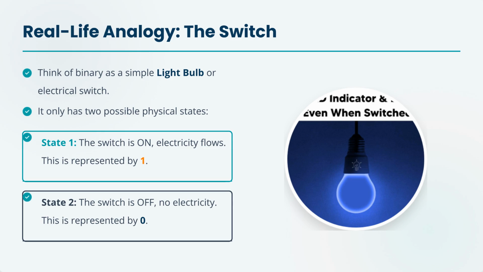A great real-life analogy for binary is a simple electrical switch, or a light bulb, which has only 2 physical states. State 1, the switch is ON and electricity flows, is represented by 1. State 2, the switch is OFF with no electricity, is represented by 0.